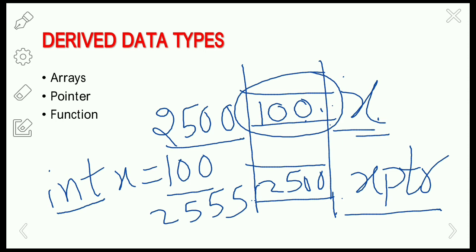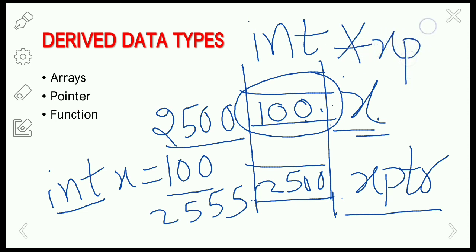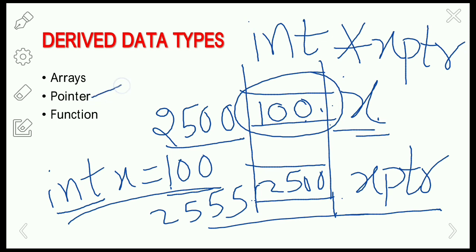We are going to denote pointers with the help of the asterisk mark. So int star x pointer, we are going to denote this location with this. int x = 100 means the value is stored in the variable x at the address location here, and for the pointer we are going to store the address of the other variable. So int *xpointer, the asterisk xpointer. Next one is functions.